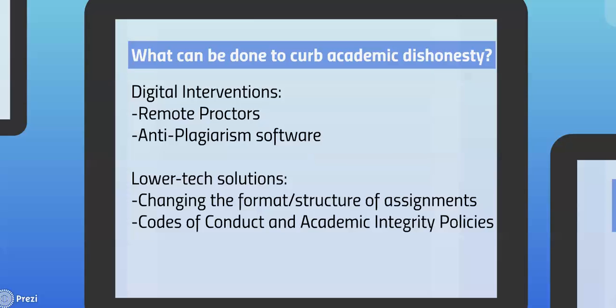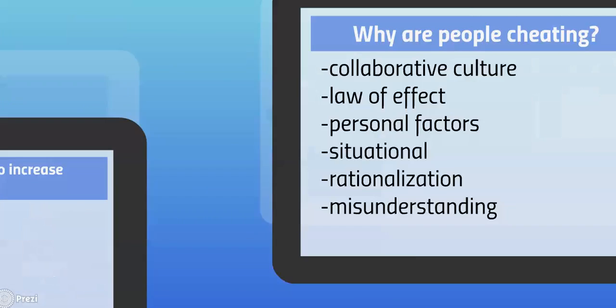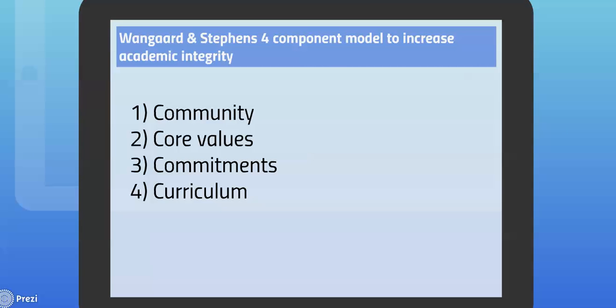Weingart and Stevens propose a four-component model to increase academic integrity that they feel all institutions should be consulting when developing their code of conduct. The four components are community, core values, commitments, and curriculum.